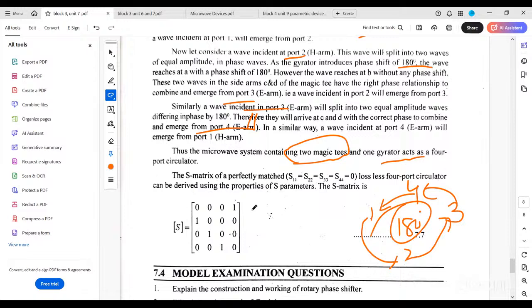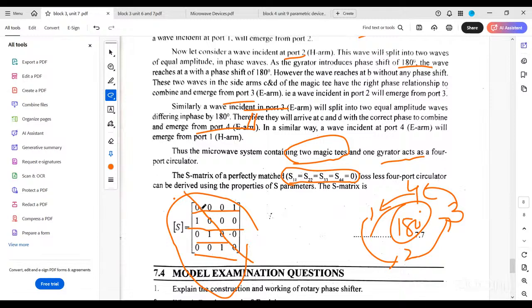For this I am using conditions. What are the conditions? S11, S22, S33, S44, all of these I am putting as 0. Next I am writing the final scattering matrix. What is the final scattering matrix? S equal to 0 0 0 1. After explaining, write the matrix: 0 0 0 1. Next 1 0 0 0, next 0 1 0 0, next 0 0 1 0. Remember that diagonals are zeros.